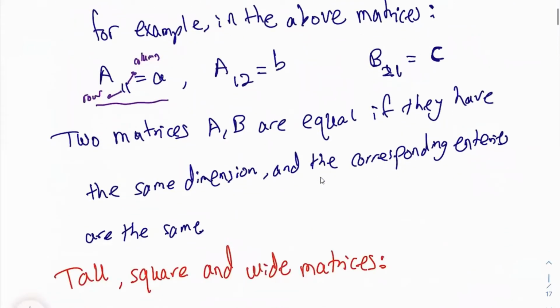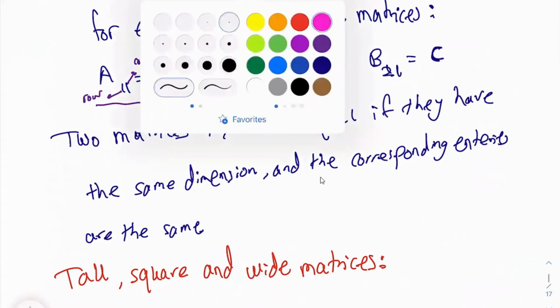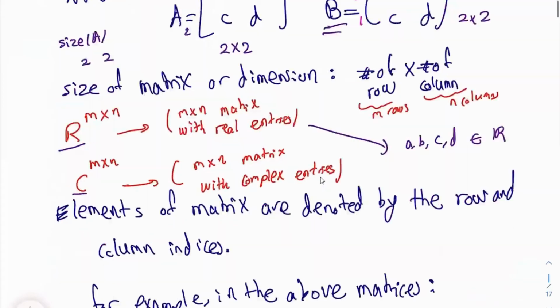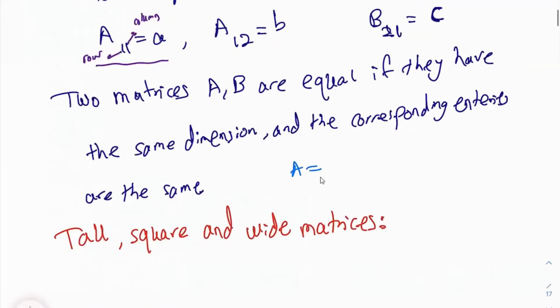Okay. Now, one important concept is equivalence of matrices. So two matrices A and B are equivalent, or equal, if and only if they have the same dimension and the corresponding entries are the same. Okay, so what I mean by that is that in the above notation, these matrices A and B are equivalent.